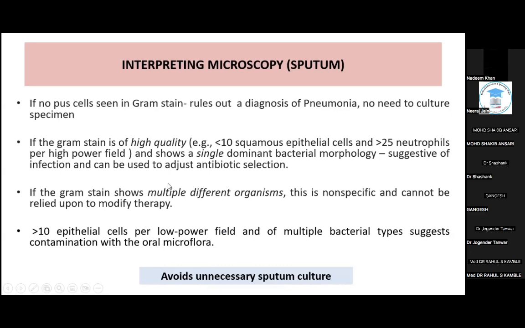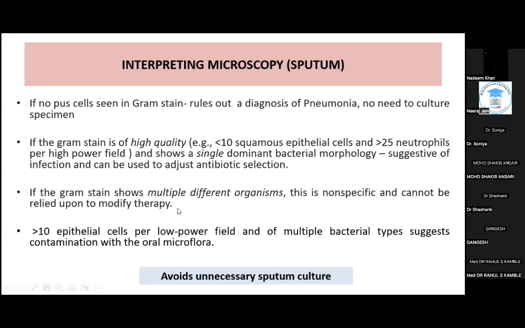The gram stain is of high quality only when there are less than 10 epithelial cells per field or more than 25 neutrophils or pus cells per field, and there's a single dominant bacterial morphology, which is suggestive of infection. It's called the rule of three. When three or more organisms or morphologies are mentioned in the microscopy, it indicates colonization or contamination. Similarly, in the culture, three organisms indicate colonization or contamination. So only a single dominant bacterial morphology or a maximum of two is indicative of infection.